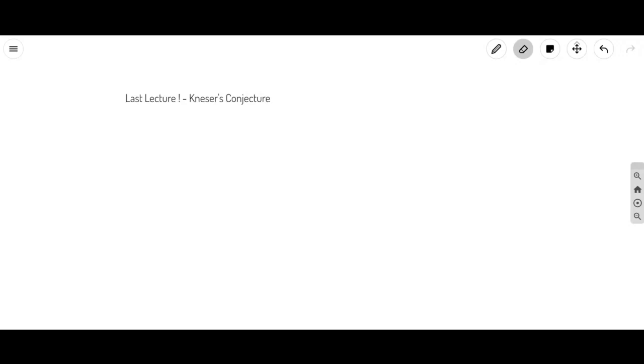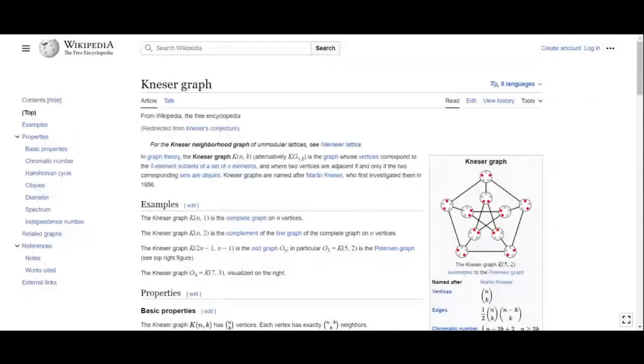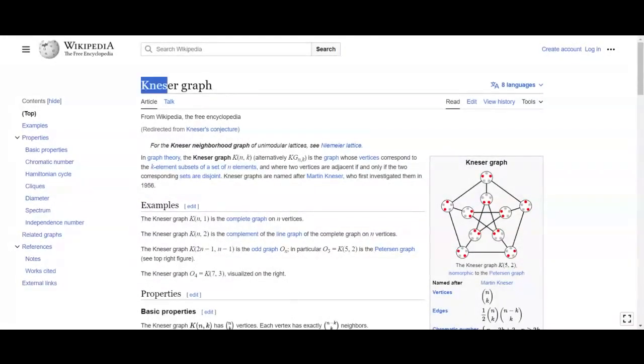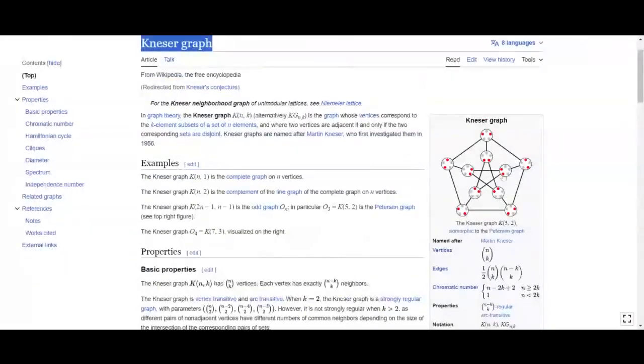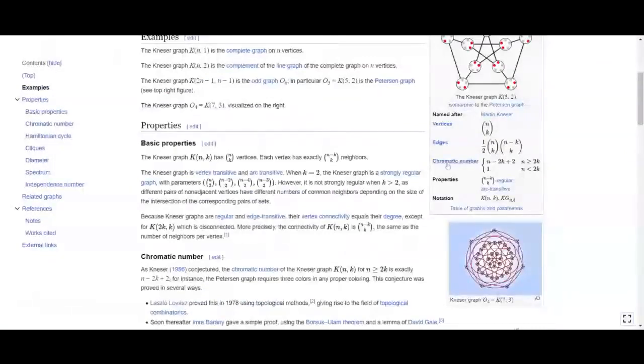And I'm going to formulate it a little bit differently from the way it's presented in books or, for instance, on Wikipedia. So just to show you, if you were to look up what this conjecture is on Wikipedia, they would talk about something called Kneser's graph. So it's about a certain graph, and they have this nice looking graph over here. And it has something to do with what you call the chromatic number of a graph.